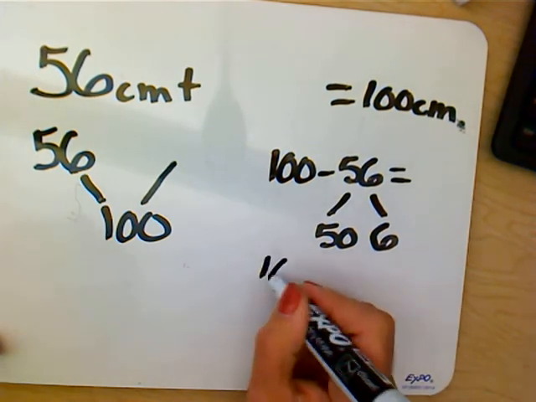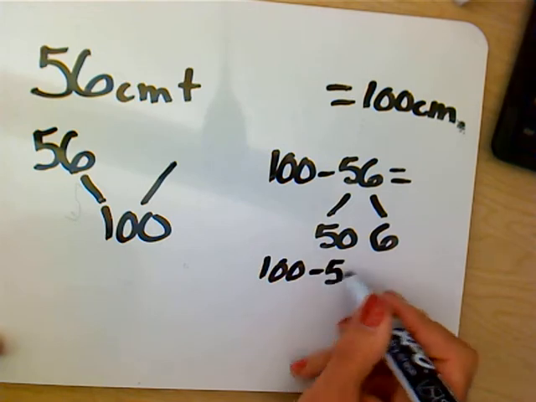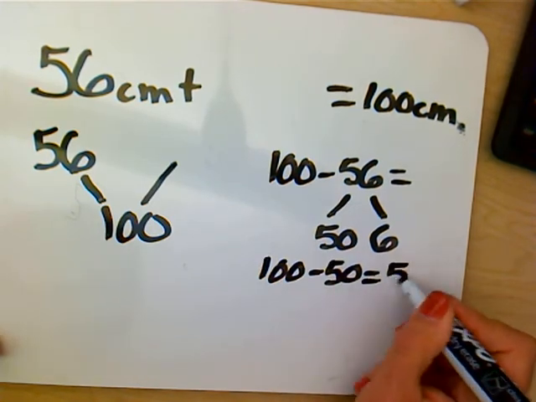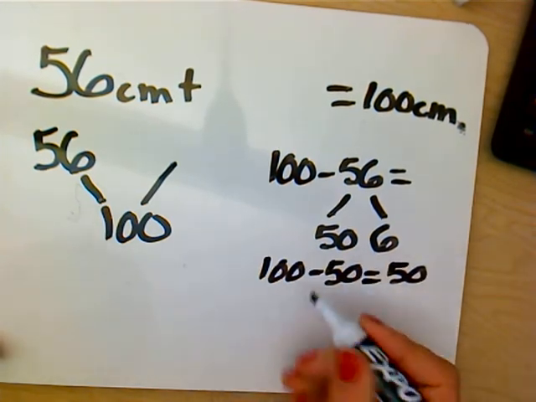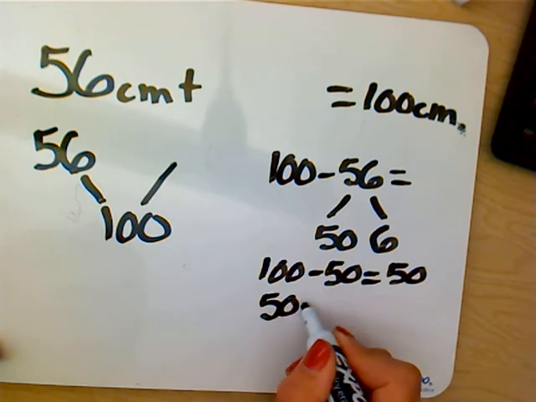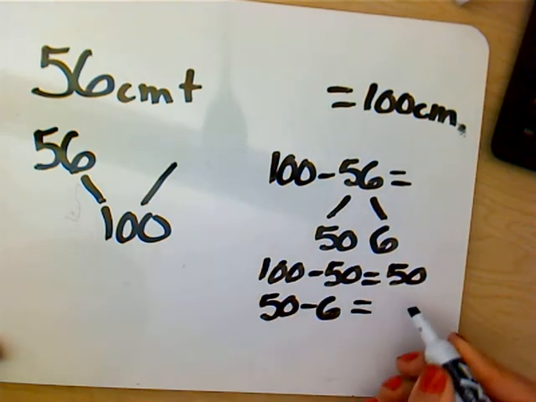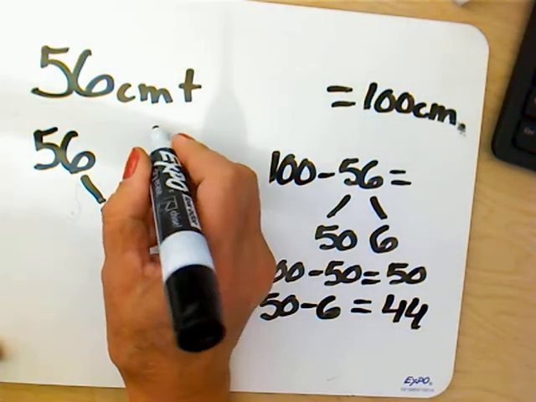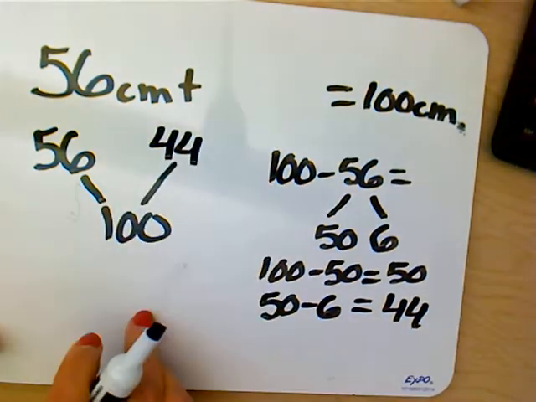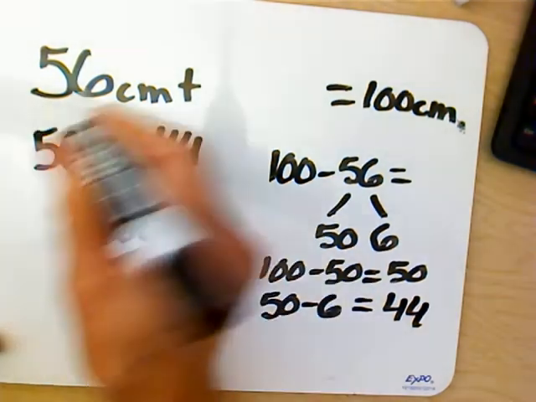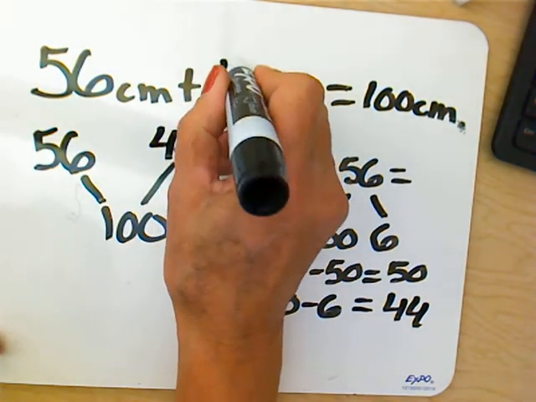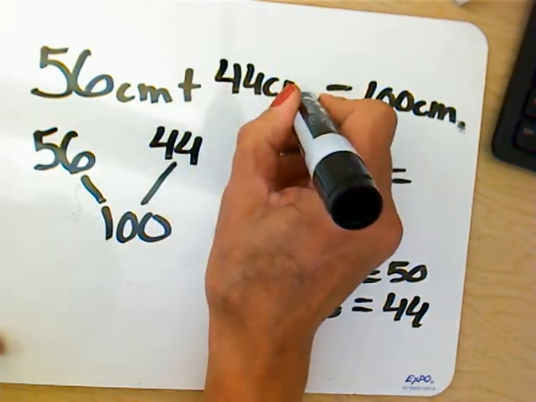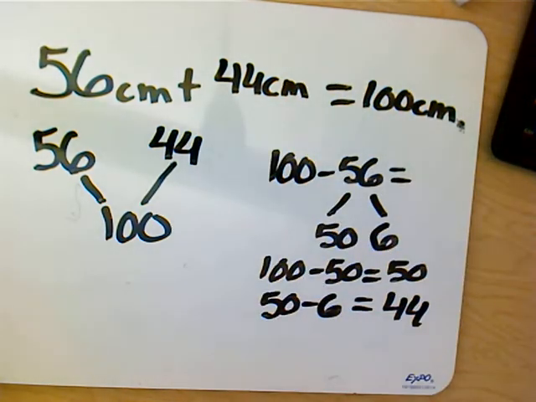That way I know easily that 100 take away 50 gives me 50. And I still have 6 that I need to work with, so 50 take away 6 gives me 44. So the opposite side of my number bond would be 44. Therefore, I know that 56 centimeters plus 44 centimeters would give me 100 centimeters.